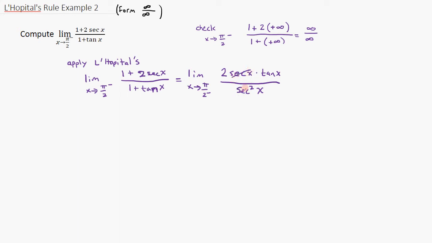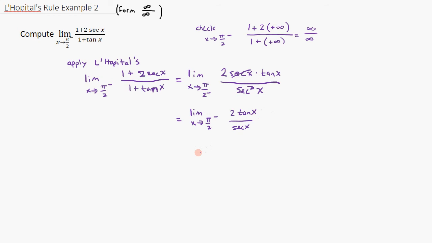So this secant cancels out with one of these secants. So we're left with 2 tangent x over secant x. And if you try to evaluate this limit, you'll see that's infinity over infinity again. However, instead of applying L'Hopital's rule again, this expression can actually be simplified further, and so we can avoid using L'Hopital's rule again.